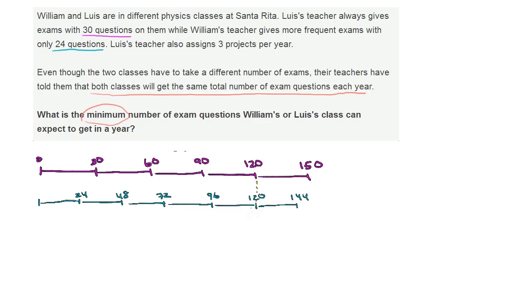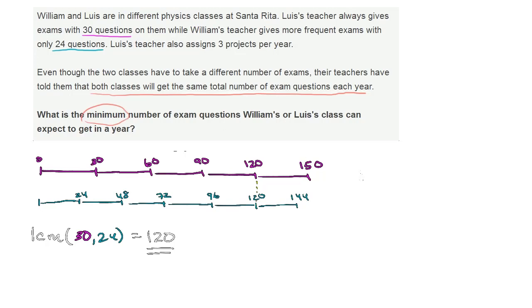Now, thinking of it in terms of the math notation or the least common multiple notation we've seen before, this is really asking us, what is the least common multiple of 30 and 24? And that least common multiple is equal to 120.